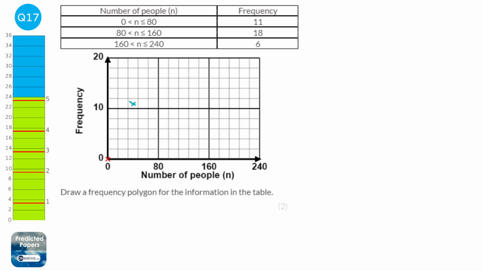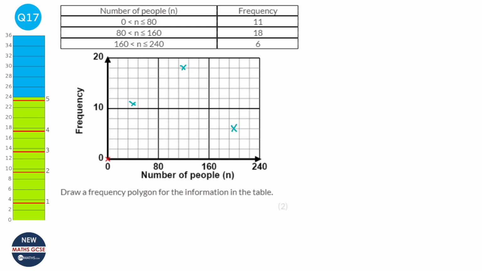Our next one, we plot at the midpoint again, which would be 120, and it's just halfway between 80 and 160. And it's 18 high, so it'll be up here. And then the final one is at 200, and it will be 6 high, so 200 is halfway, and we're looking at 6 high, so it'll be here.